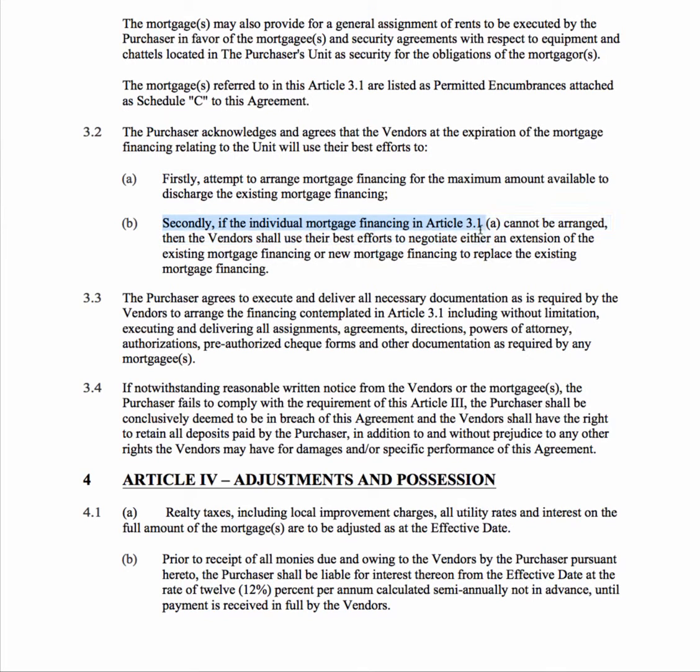Secondly, if the mortgage cannot be arranged, the vendor shall use their best effort to negotiate either an extension of the existing mortgage financing or new mortgage financing to replace the existing financing. So basically, we'll work for you to repay that mortgage or to extend it for a period of time.